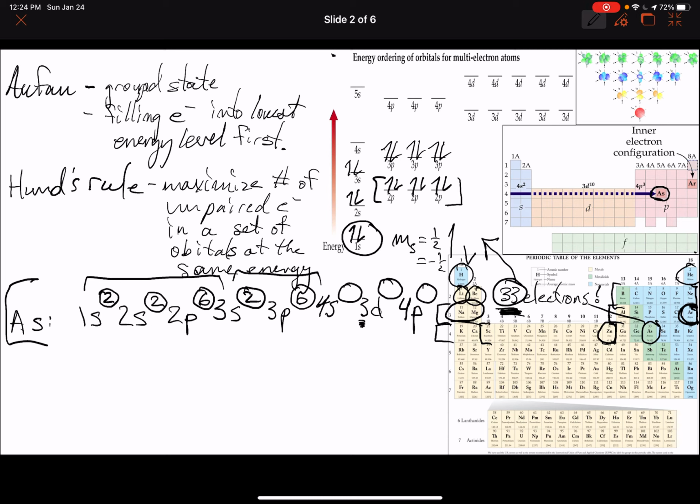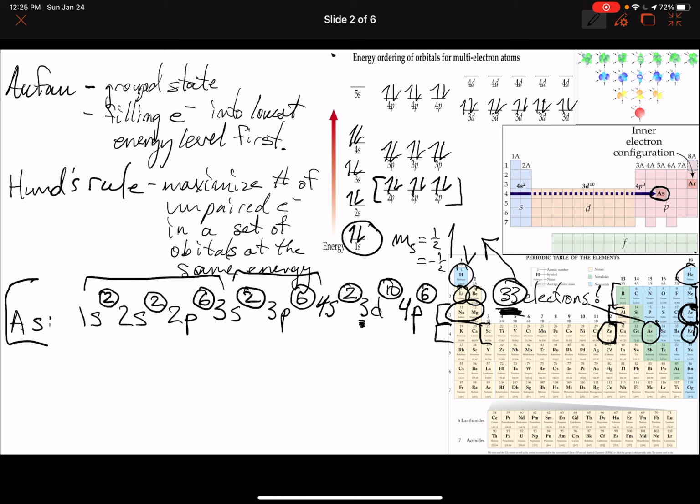Let's keep going. The 4s can accommodate 2 electrons. 1, 2. The 3d can accommodate another 10 now. So you can see the next area up the energy level diagram. 1, 2, 3, 4, 5, 6, 7, 8, 9, 10. 3d10. And now we can do the 4p's. 1, 2, 3, 4, 5, 6. 4p6 would take us all the way over to krypton.